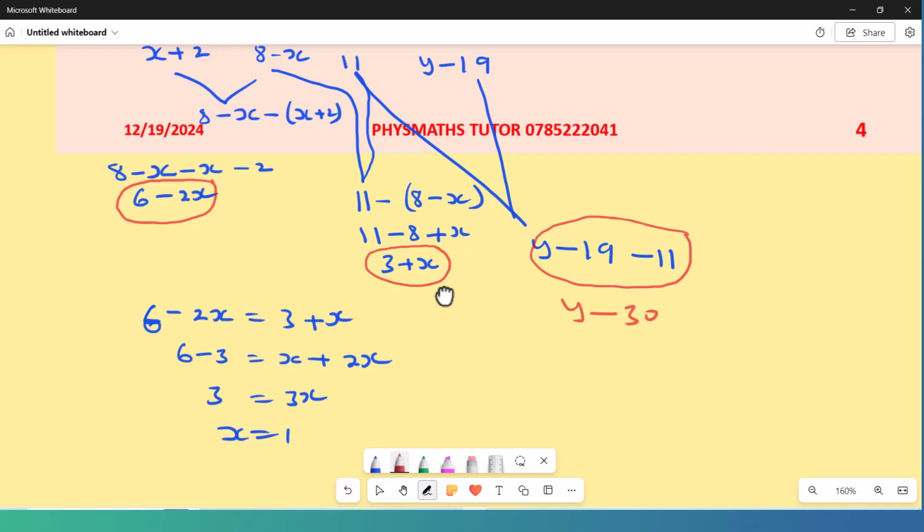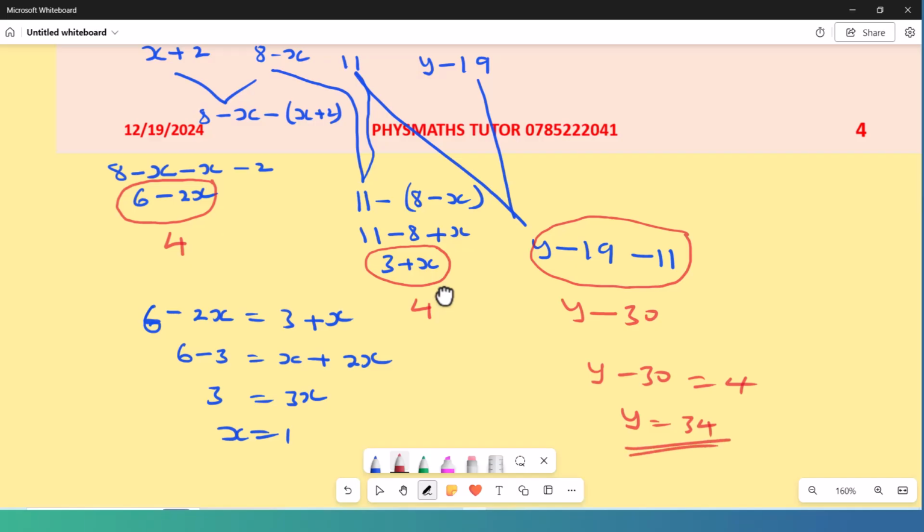But here, because I know my x is 1, what is 1 plus 3? It is 4. What about here? 2 times 1 is 2, and 6 minus 2 is also 4. So you see I've got 4, which means this must be equal to 4. I'm going to say y minus 30 equals 4. So my y equals 34.